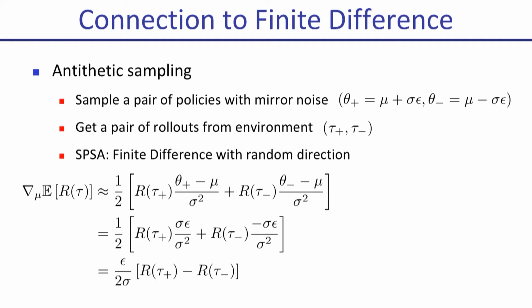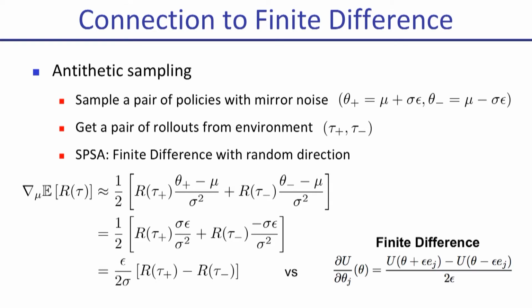And this is really closely related to finite difference, and you will see it if I show the equation for finite difference. So finite difference basically looks like the following. For a certain dimension j, you perturb it in the positive direction and evaluate its output. Then you perturb it in the negative direction and evaluate its output, and divide by 2 epsilon. That's the finite difference. So this is essentially doing finite difference, but you're not doing it per coordinate. What you're doing is sampling a random direction, and then stepping in that random direction.